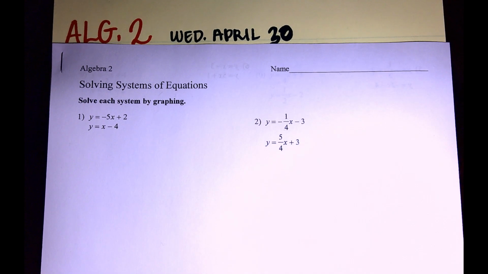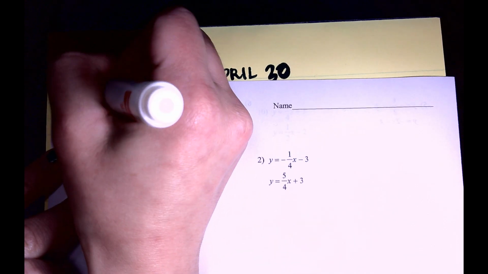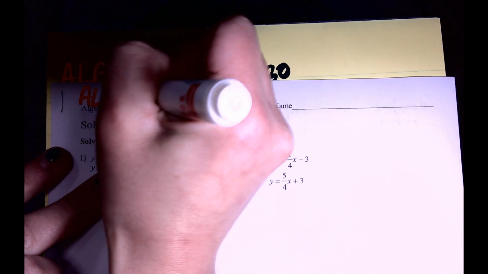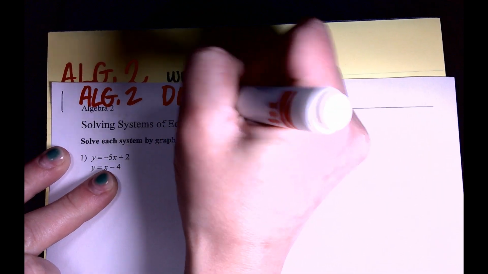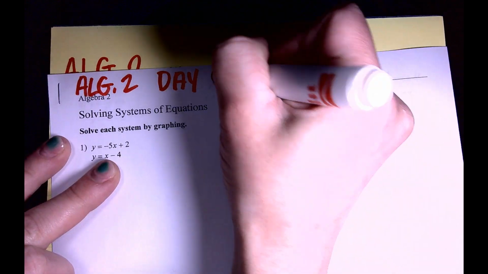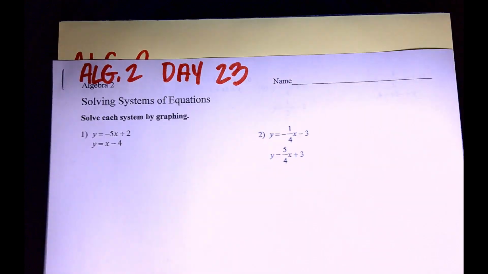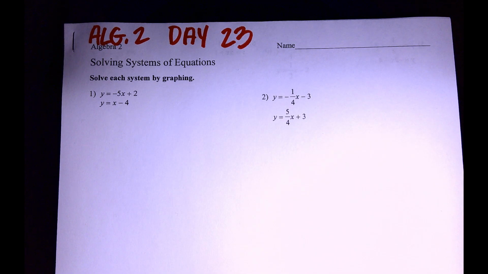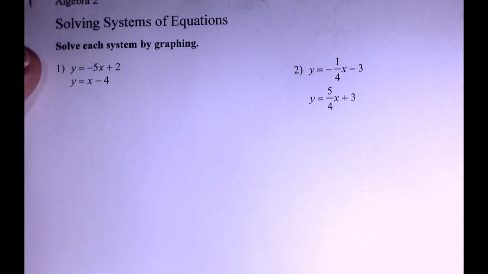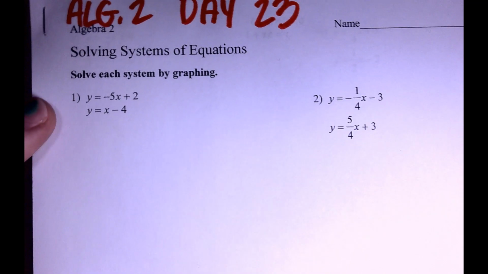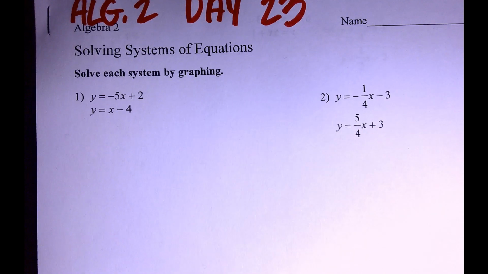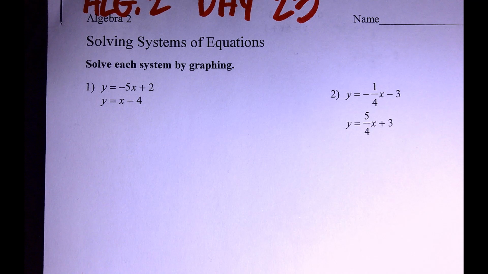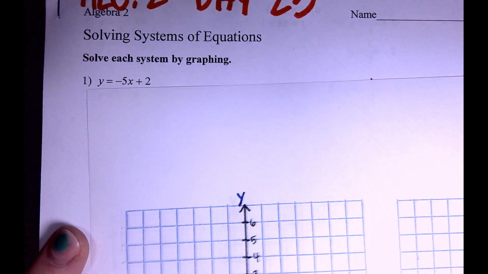I am going to label this as Algebra 2, day 23. Okay. So, on Monday, we talked about graphing equations. Yesterday, you guys supposedly talked about systems of equations. So, let's just look at how we would do these together.